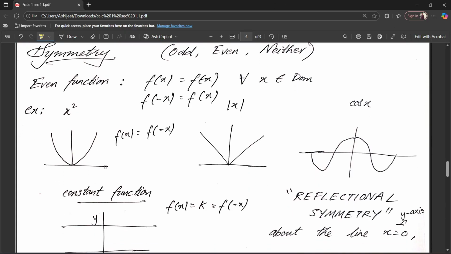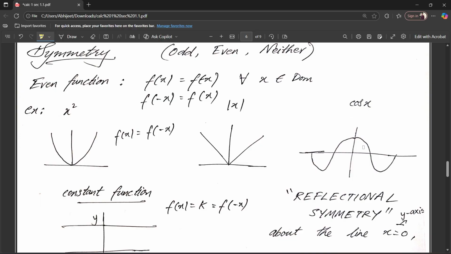Examples of even functions are x squared, which looks like this. x squared of 2 and minus 2 is the same. x squared of 10 and minus 10 is the same. And modulus x is another even function. Modulus of 100 is 100. Modulus of minus 100 is also 100.